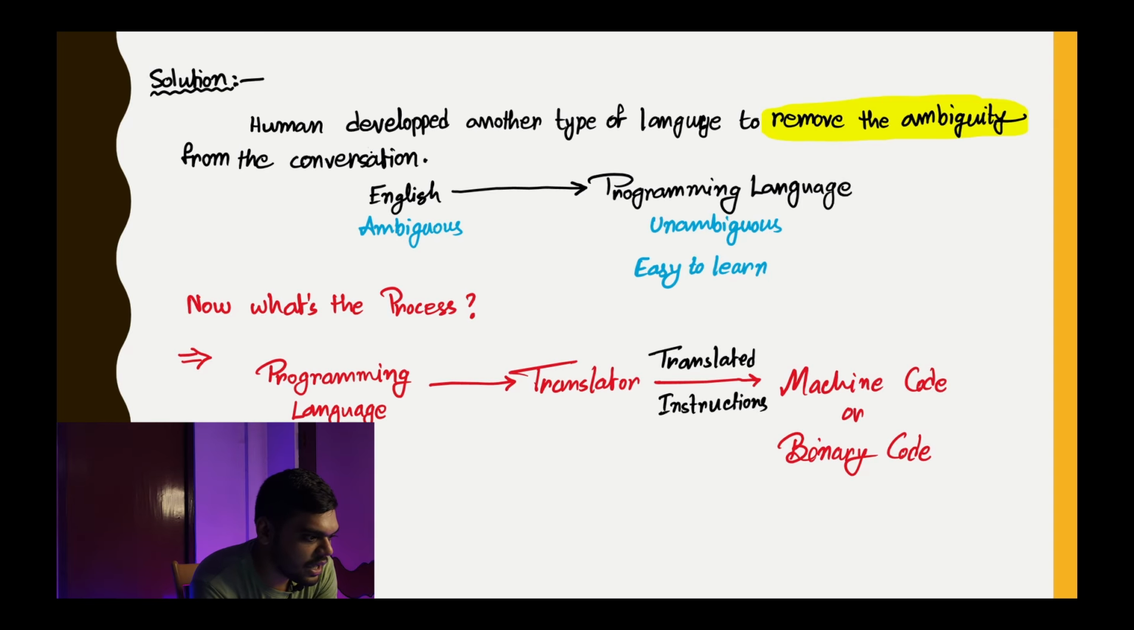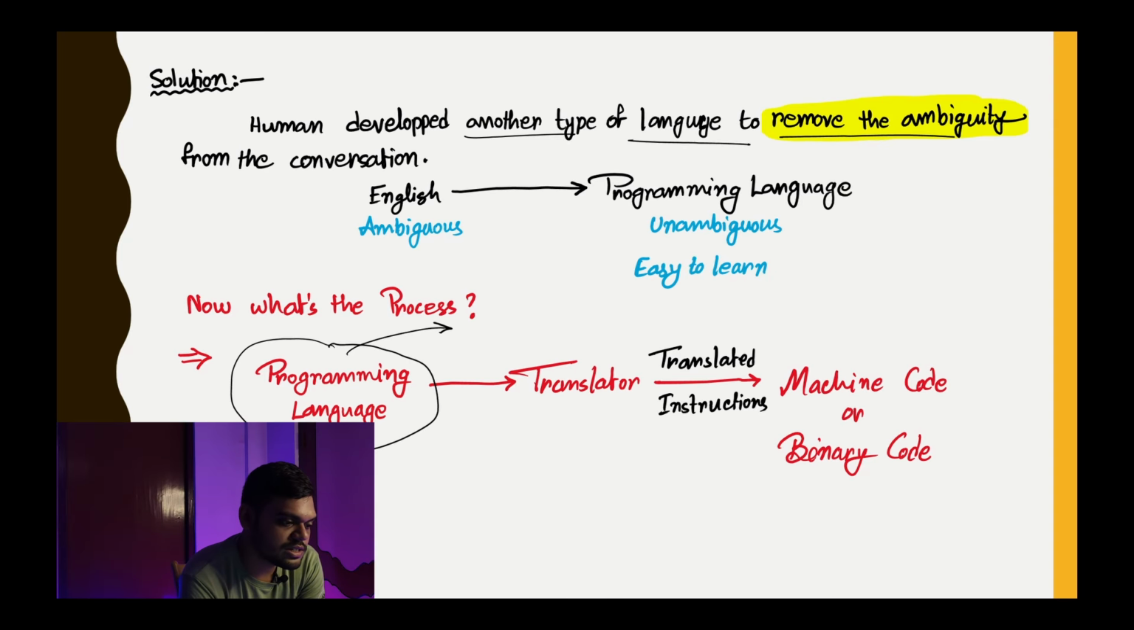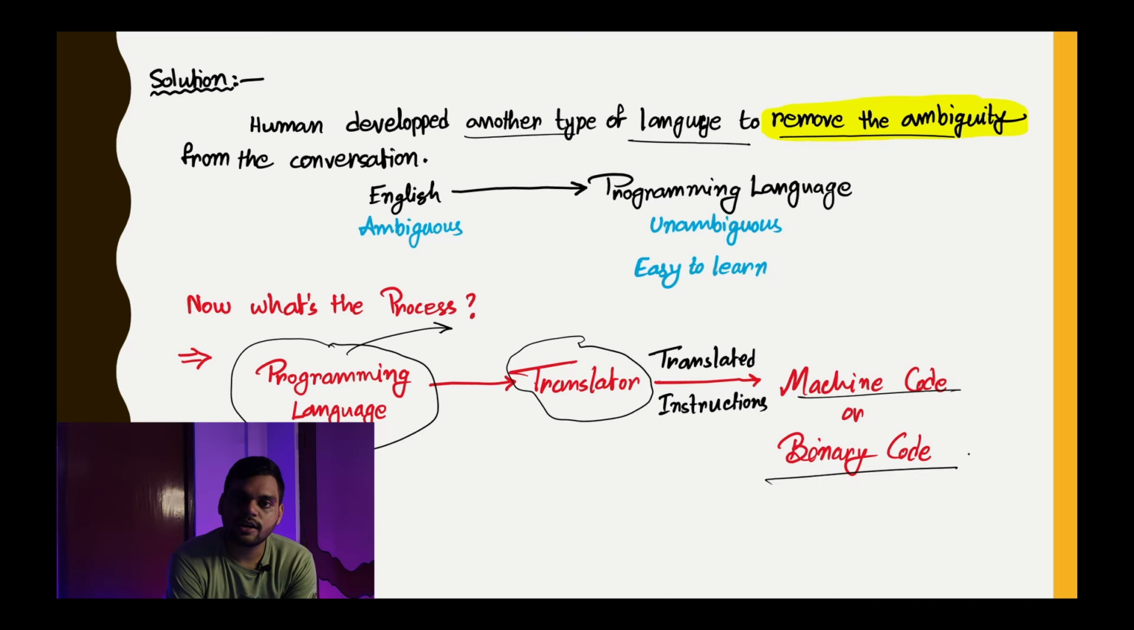As I said, humans developed another type of language to remove the ambiguity from the conversation. English is ambiguous and programming language is unambiguous. So we learn the programming language and give instructions to the computer through the programming language. The translator takes it and converts it to the machine language or binary language, and the computer understands those languages.